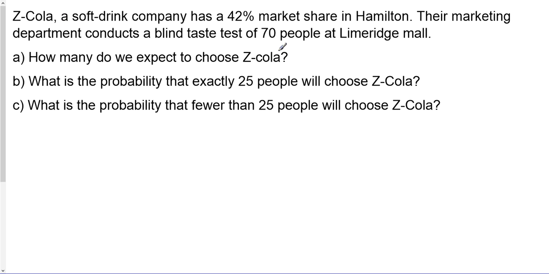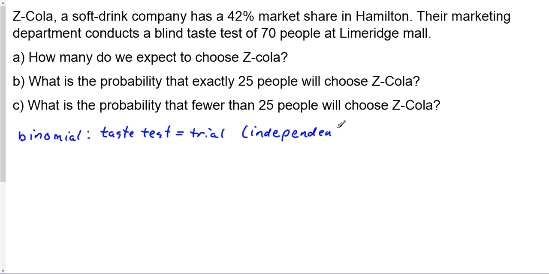Okay, so this here is just asking us for the expected number of successes in our binomial experiment. Why is this a binomial experiment? Well, let's think about what's going on here. We have multiple taste tests that we're doing. We're doing 70 taste tests here, so each taste test is one trial in our binomial experiment. These trials are all independent from each other because they're being done on different people. So we've got n equals 70 here.